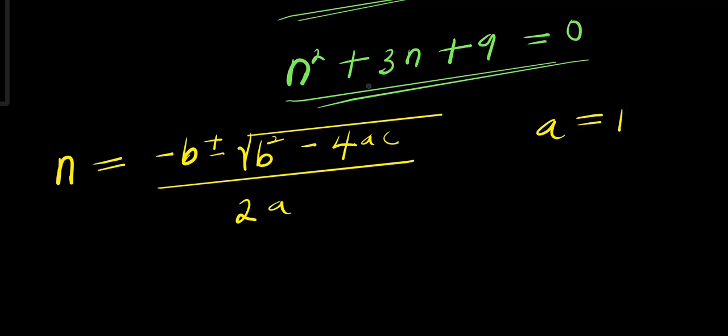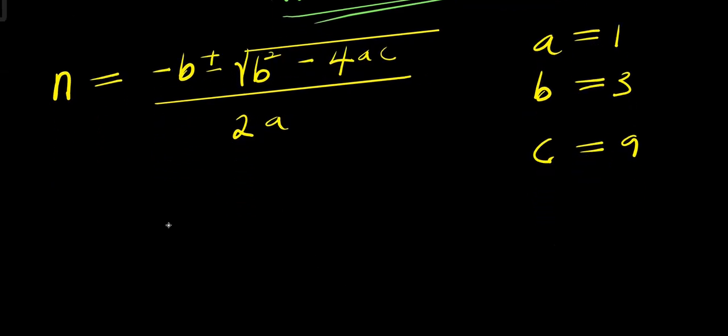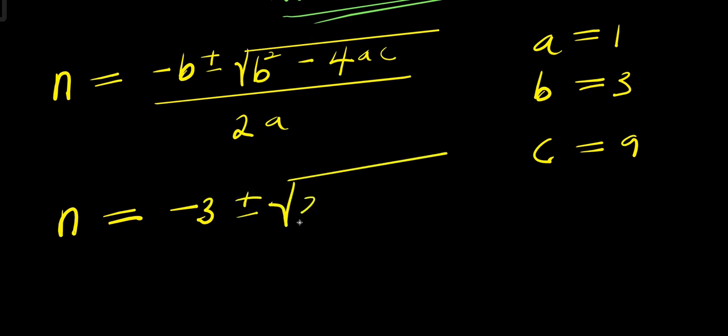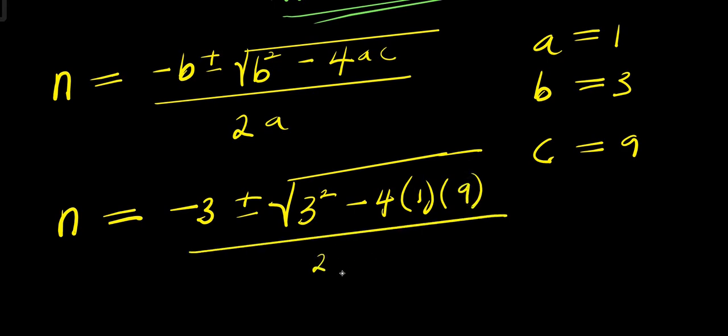And from here, I have a equals 1, which is the coefficient of n squared. b equals 3, which is the coefficient of n here. And c equals 9, which is the constant here. So from here, I have n equals negative b, that's negative 3, plus or minus the square root of b squared, 3 power 2, minus 4 times 1 times c, that is 9. This is divided by 2 times a, that is 2 times 1.